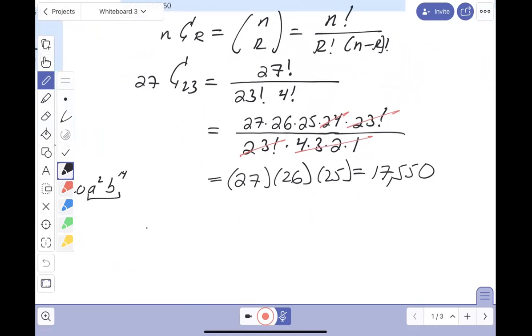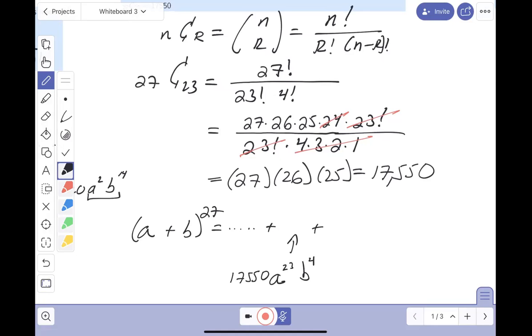All right. I'm going to comment on what this means. There's some binomial that's expanded to the 27th power. There'd be some term over here that has a to the 23 in it and a b to the 4 in it. And what would the coefficient be?